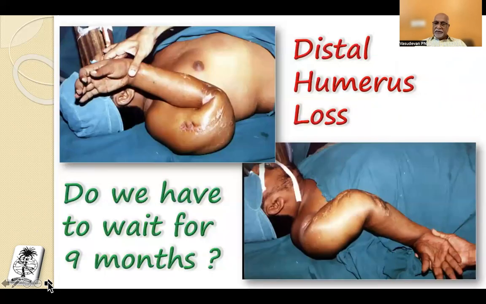Whereas in this case, do you have to wait for 9 months to say it's a non-union? It's a distal humerus loss. There's no bone there. So you don't have to wait for 9 months to say it is a non-union. It's a day one non-union.